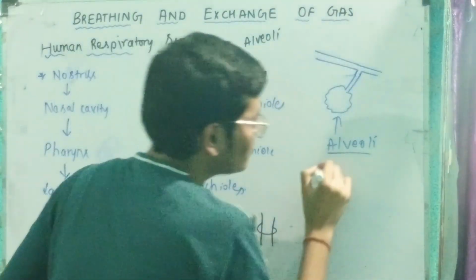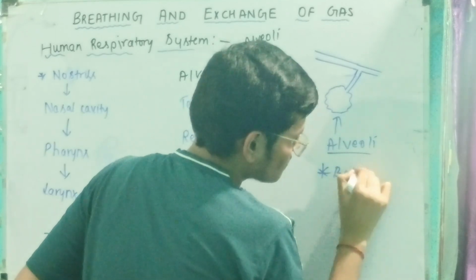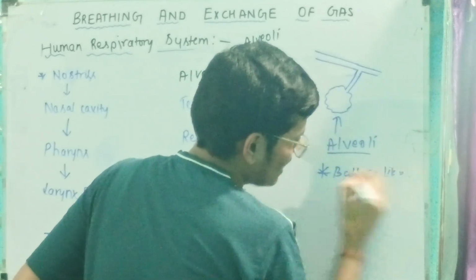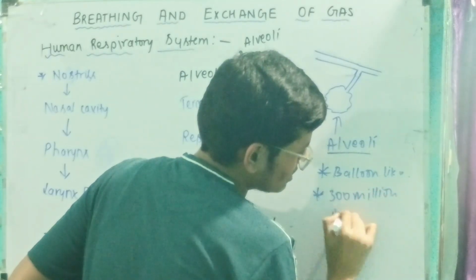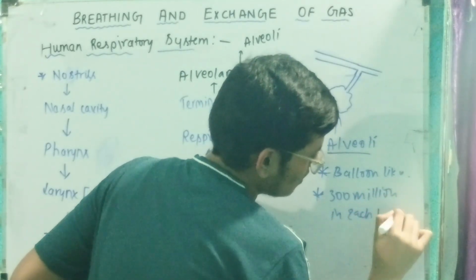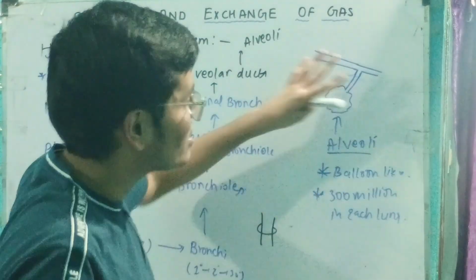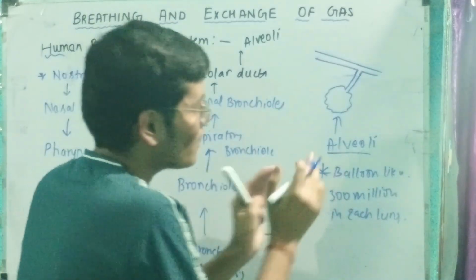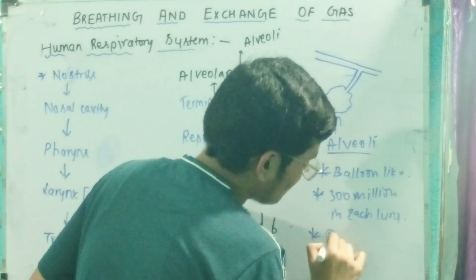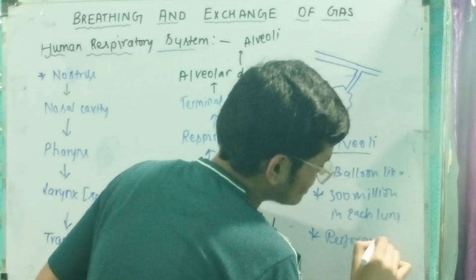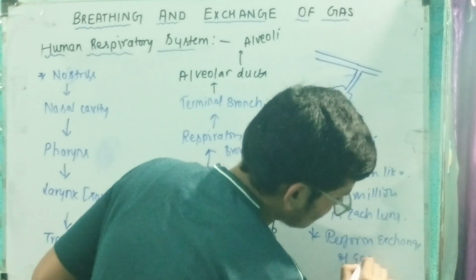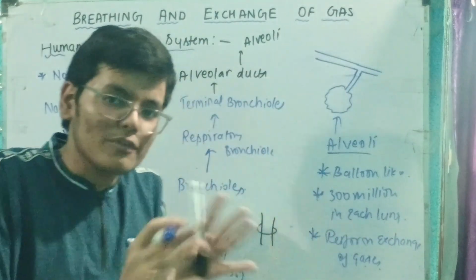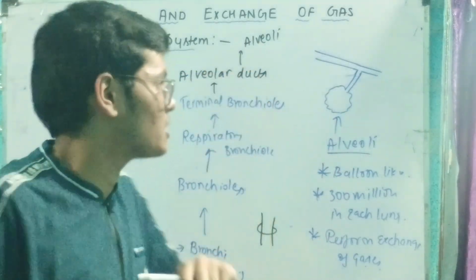Alveoli are nothing but balloon-like structures. They are 300 million in each lung. It means each lung has 300 million alveoli. They perform exchange of gases. Alveoli perform exchange of gases. That is the first one, external respiration.